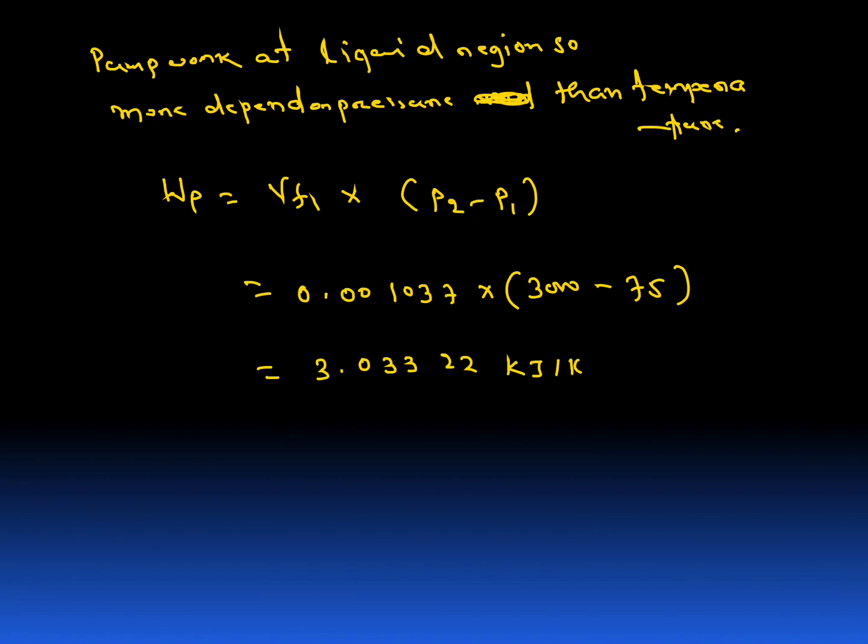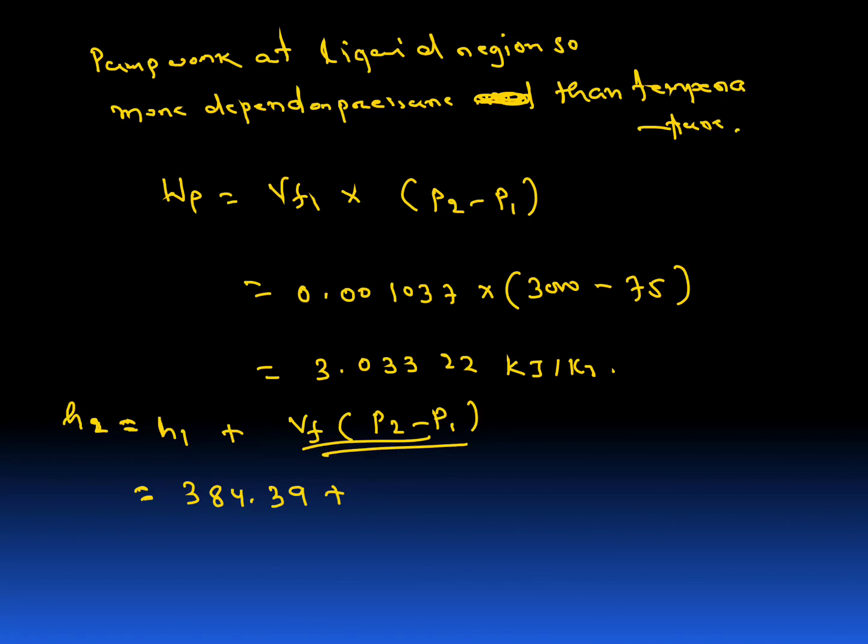So the H2 value we have to calculate, because we have to calculate heat supplied in the boiler. From 2 to 3 it's the boiler. So H2 is H1 plus work done, VF into P2 minus P1. H1 is HF1 at 75 kilopascal, 384.39, plus this value we already got, 3.03322. So finally you will get 387.42 kilojoule per kg.